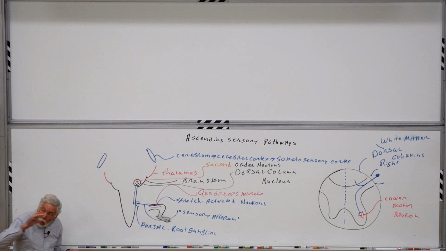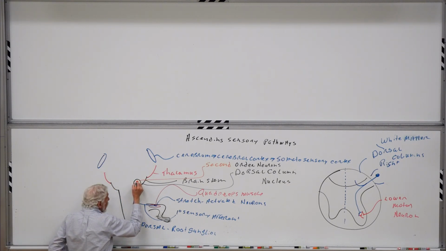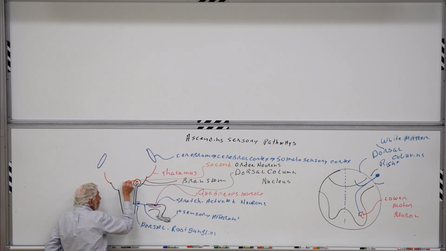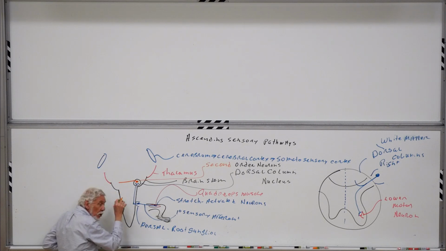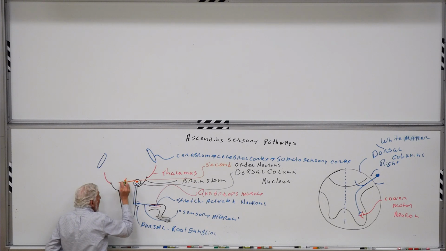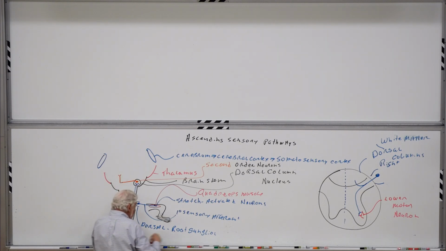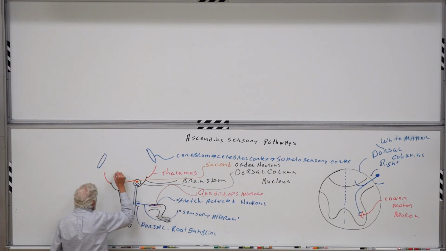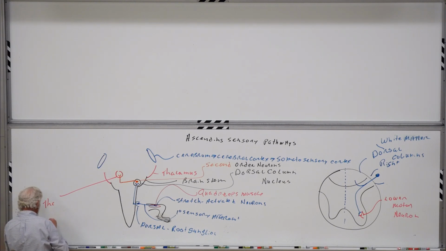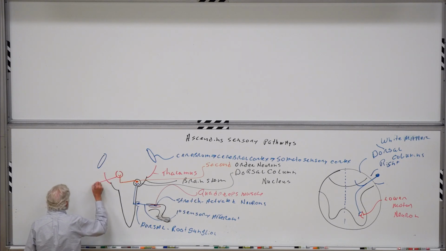Now, while the neuronal cell bodies are found here in the dorsal column nuclei, this second order neuron sends out a process, crosses over the midline in the brainstem in a region known as the medial lemniscus. That's where the ML part comes from. And then it ascends a short distance into a region of the thalamus, known as the thalamic relay nucleus.